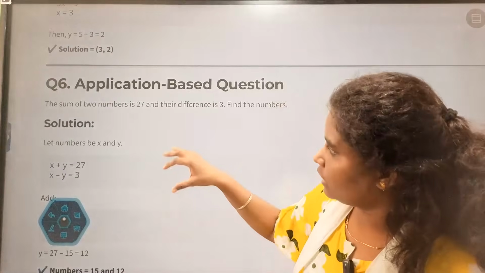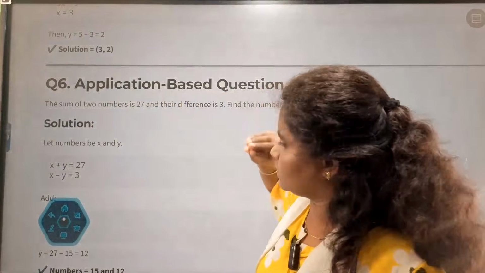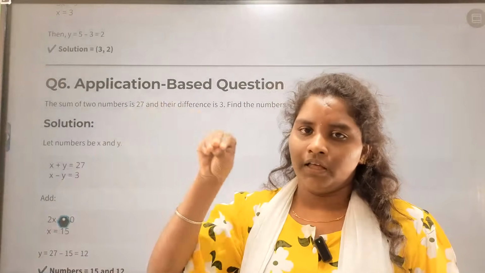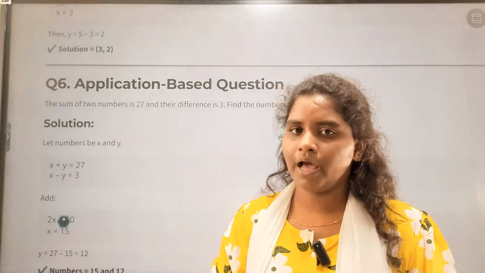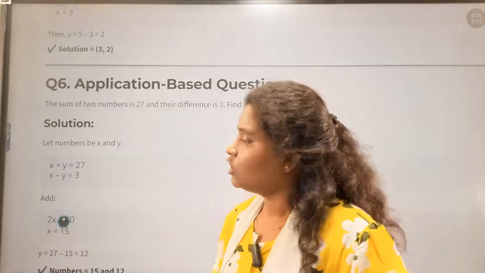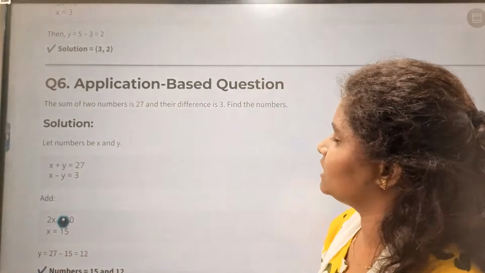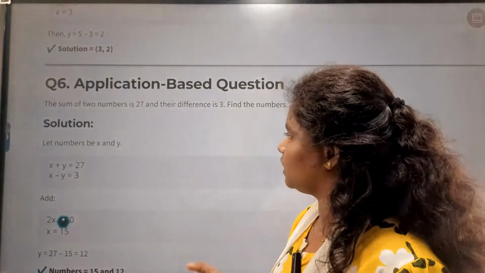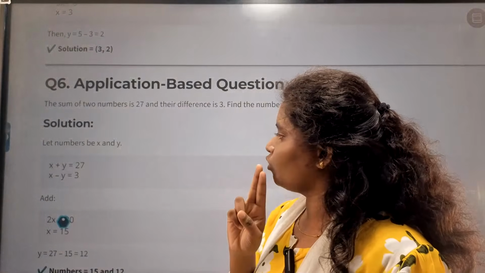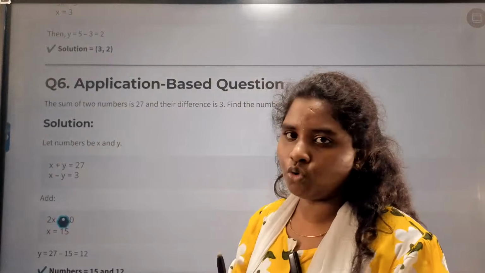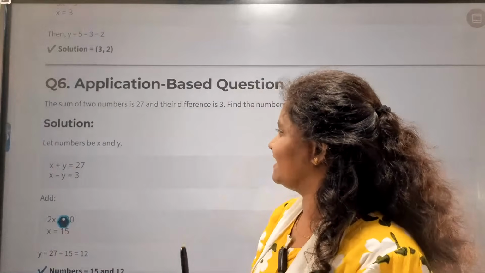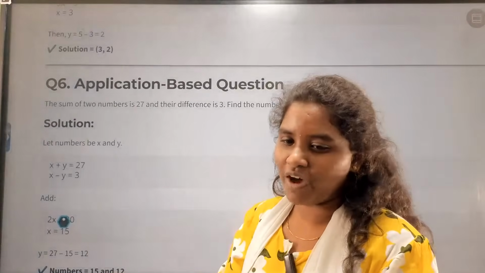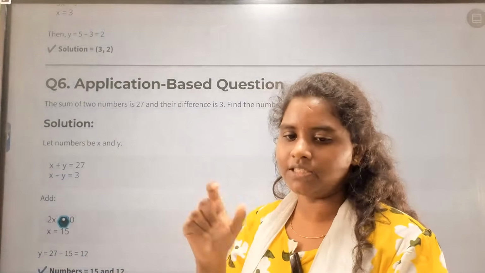So here a statement is given, and we just have to apply the concept and then simplify. The question is: the sum of two numbers is 27 and the difference is 3. What are the numbers? So here we have to take two numbers. If I add the two numbers, it is equal to 27 and the difference is 3, then we have to find the numbers.